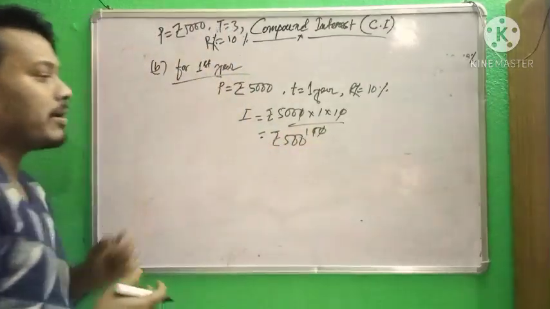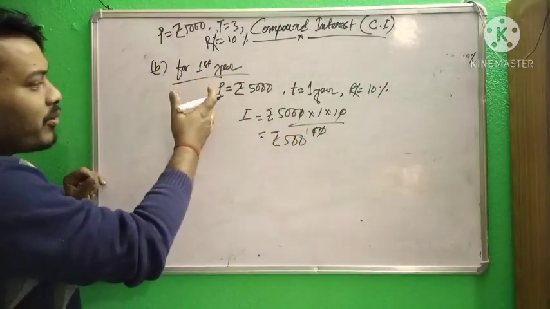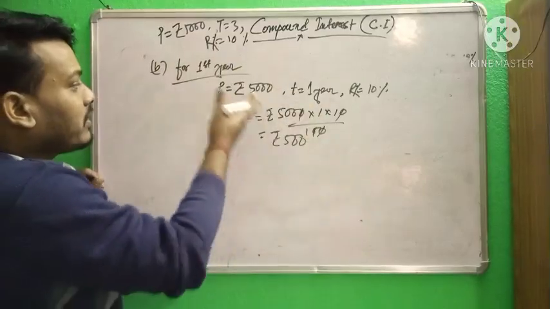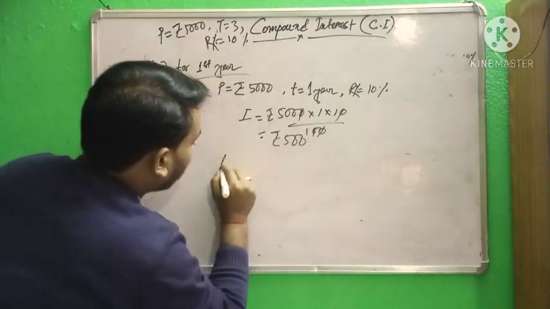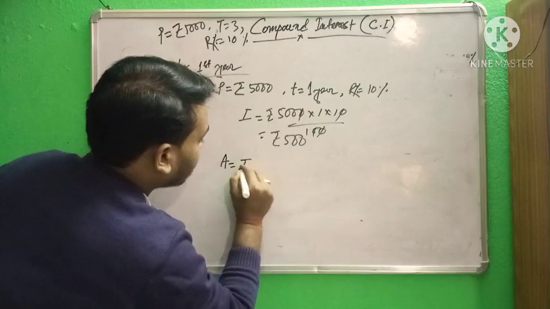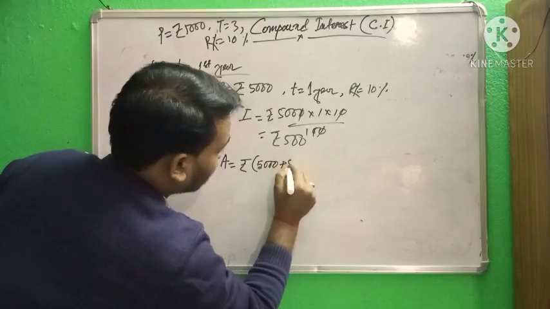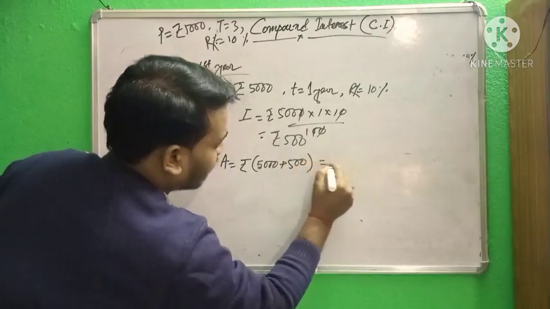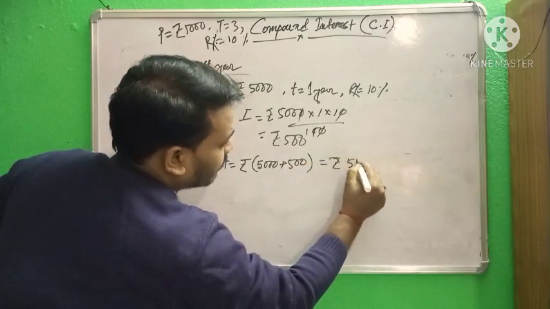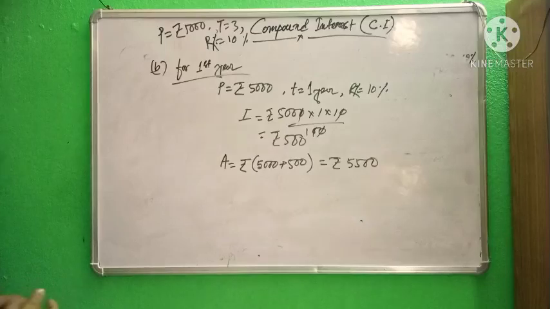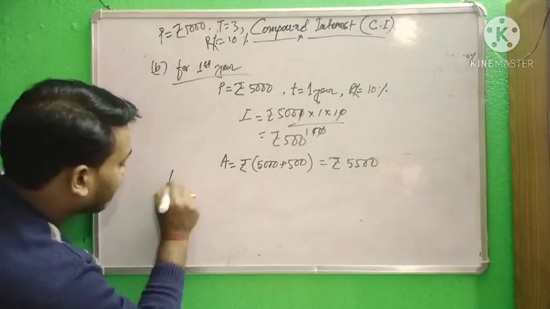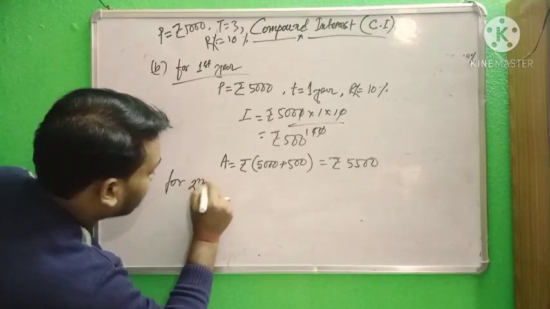So the amount at the end of the first year equals rupees 5000 plus 500, so rupees 5500. This is the amount after 1 year. Now for the second year.